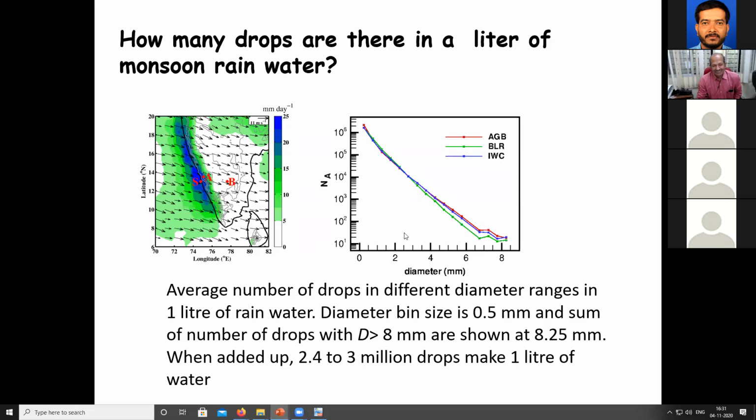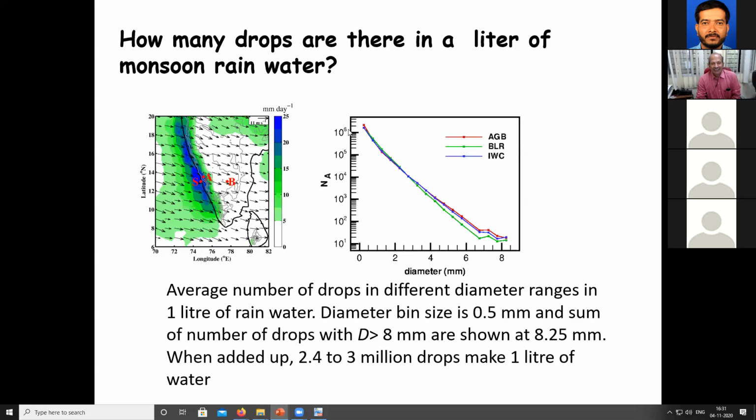So this is the data of about 2 to 3 years. What is shown here is Bangalore, which is continental rain, this is orographic, Agumbe, and this is coastal, Indian west coast. This is diameter 0 to 8 millimeters. You don't measure 0; it starts at around 0.5. And this is the number of particles which fall on the surface per meter square, and it is the average number of drops in different diameter ranges in 1 liter of rainwater.